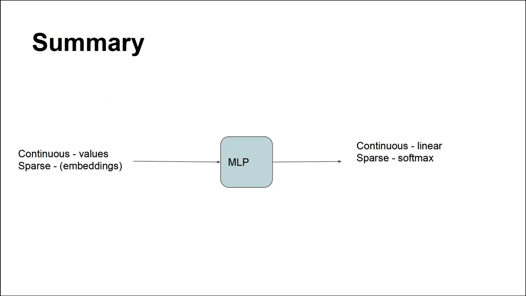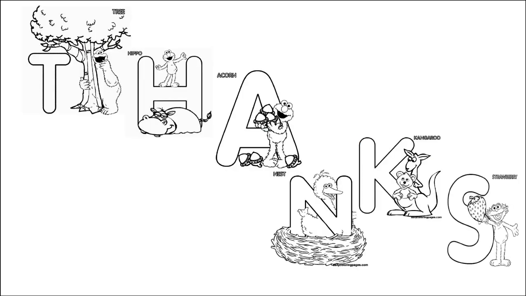So to summarize, we explained one of the models that's not used right now, but before it was frequently used, called multi-layer perceptrons. And basically, we talked about how to work with continuous input variables and how to use sparse variables, which are like embeddings, and how to yield continuous variables using linear combinations, and how to generate sparse variables using the softmax. So, thank you.